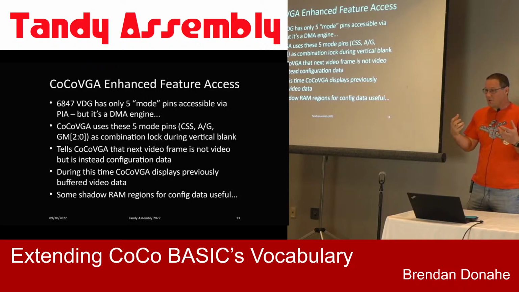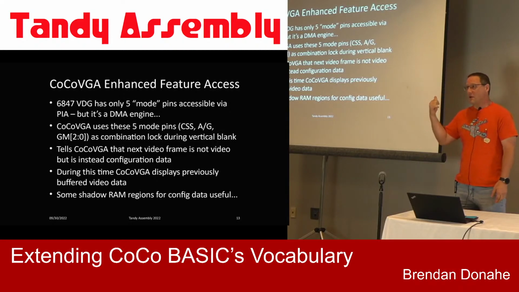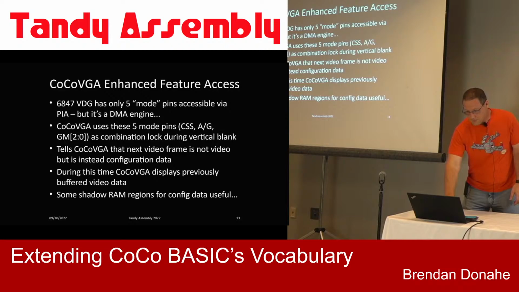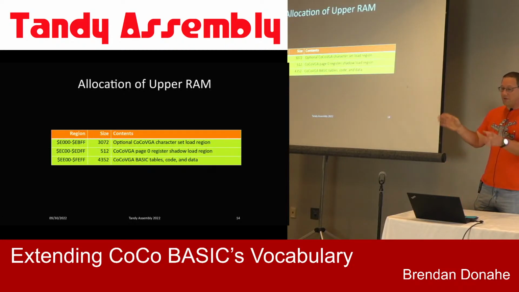Then CoCo VGA says, oh, that's a special combo lock that's meaningful to it, so it acts like a DMA engine and streams in the next video page as data, as configuration settings for itself, and just displays the old frame for one more frame. So anyway, just a little bit of background on why I'll be setting aside some RAM regions for streaming. They need to be 512 byte aligned to work with the SAM, and I'm setting aside some of these regions for compatibility with it.